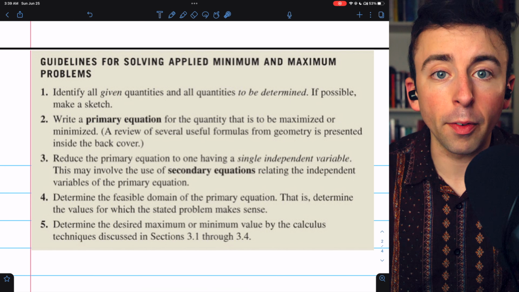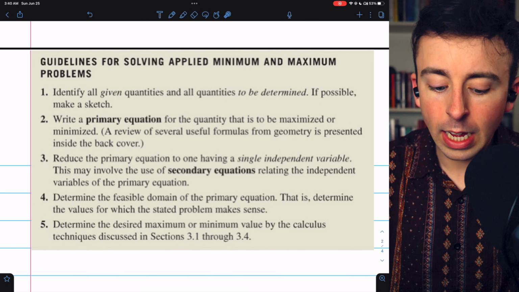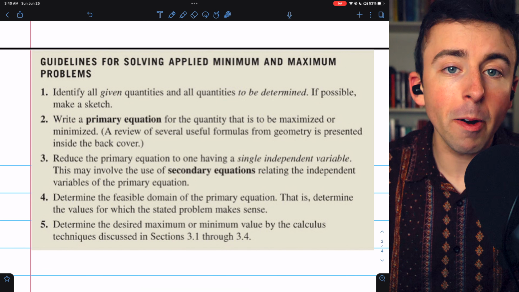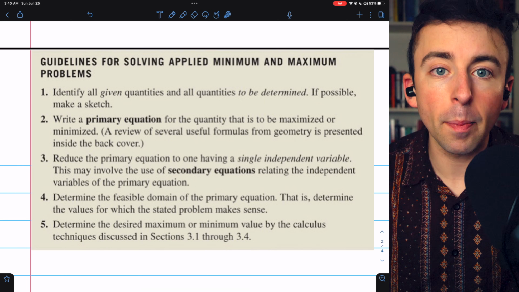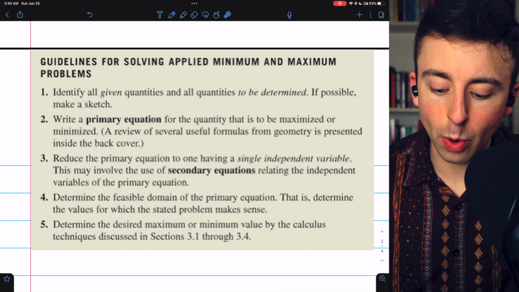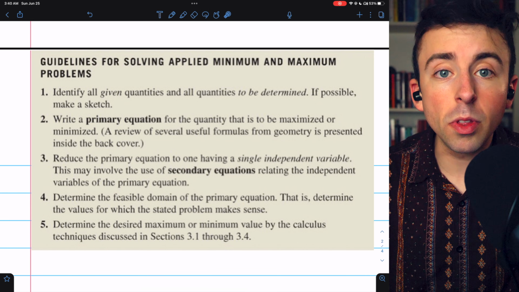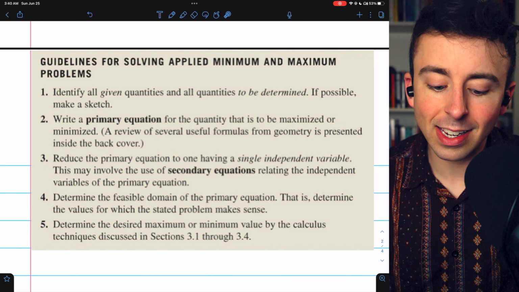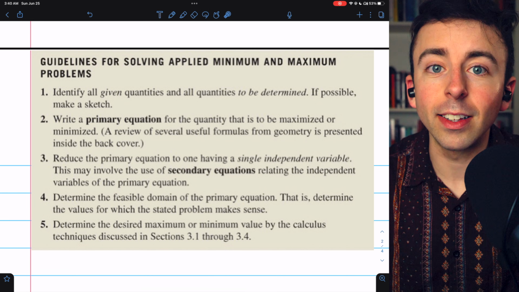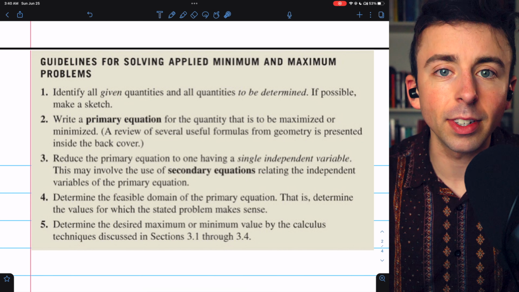And since we knew the surface area, we wrote an equation for that, called a secondary equation. In step 2, we wrote a primary equation for the equation that is to be optimized. And in step 3, we reduced that primary equation to one having a single independent variable. To do that, we made use of the secondary equations that we wrote in step 1 in order to rewrite the volume in terms of a single variable.